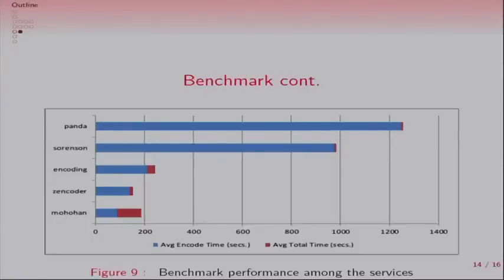This is the result. The blue bar stands for the average transcoding time, and the blue bar plus the red bar stands for the average total execution time. You can see Mohohan performs best in transcoding time among all competitors. It is nearly half of the total duration of the movie. However, it costs much more time in EC2 initialization time. It is the cost of the long red bar.